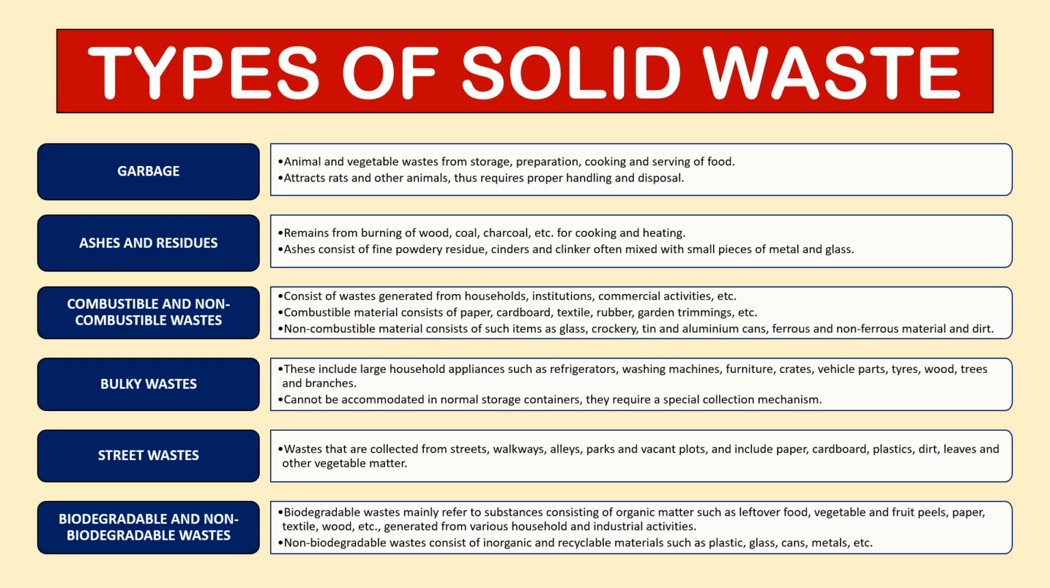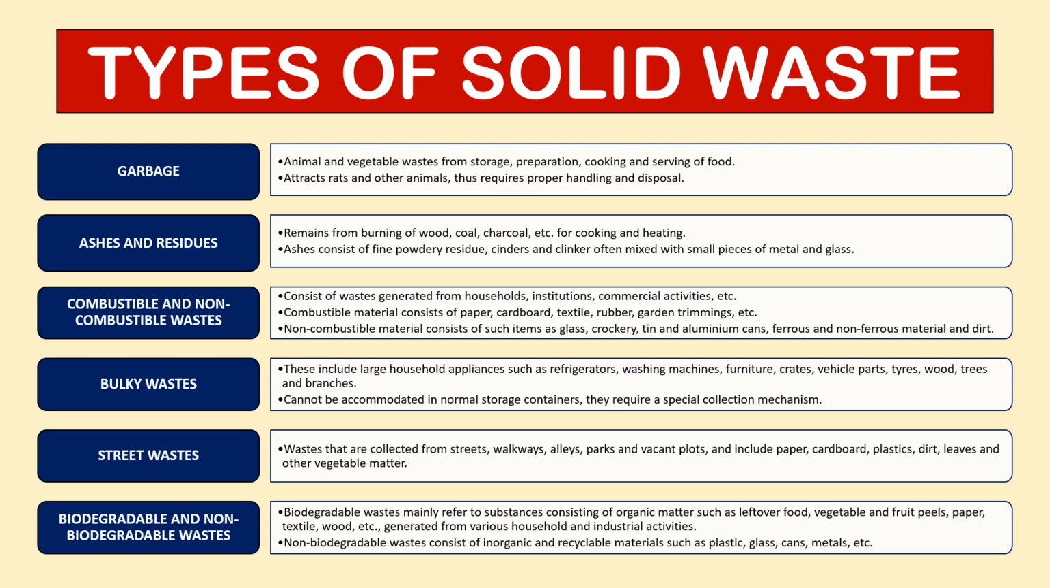So now if we talk about types of solid waste, we have normal garbage, which consists of animal or vegetable waste from households, and these things attract rats and other animals, so it requires proper disposal. The next type of solid waste is ash and residues. So we get them from households and also from industries. And next are combustible and non-combustible waste.